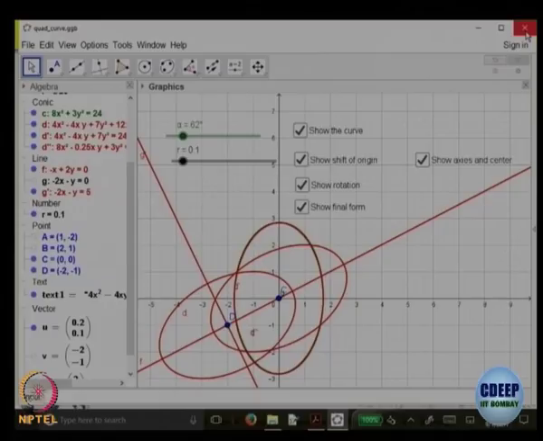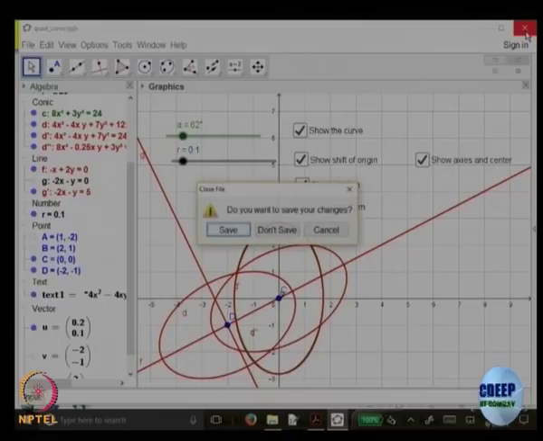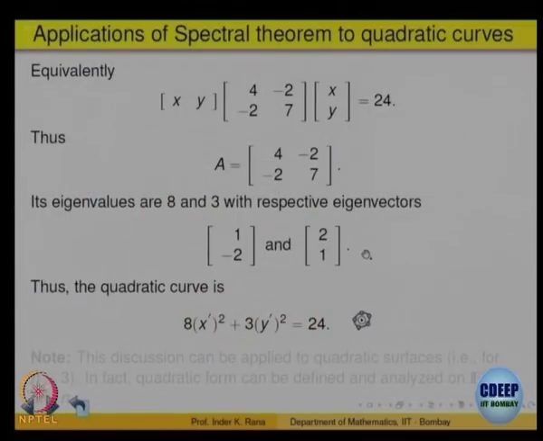Use that if you want a change of scenario, playing with software and trying to understand mathematics. So that is an application of the spectral theorem.